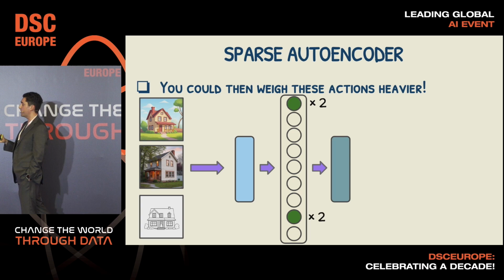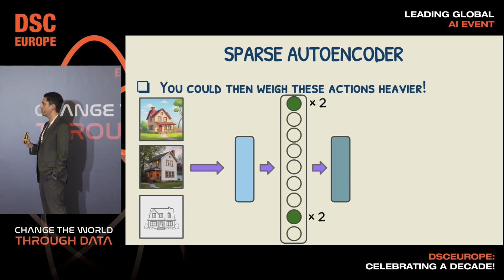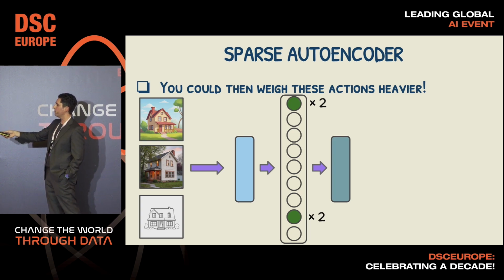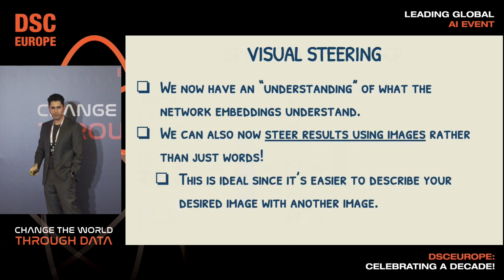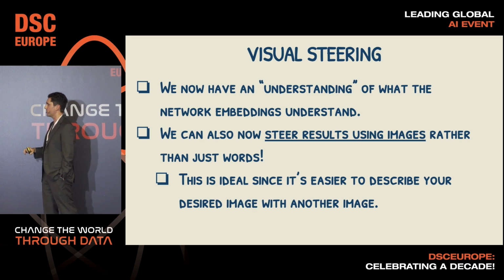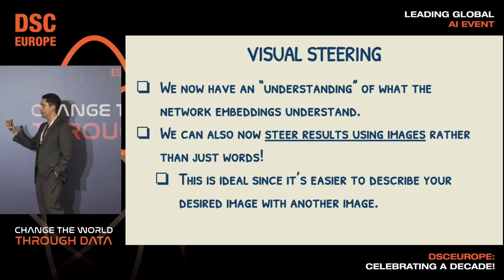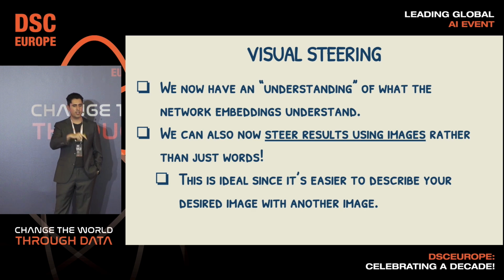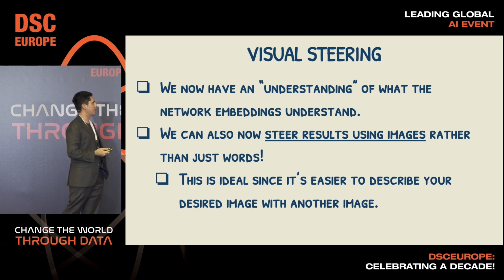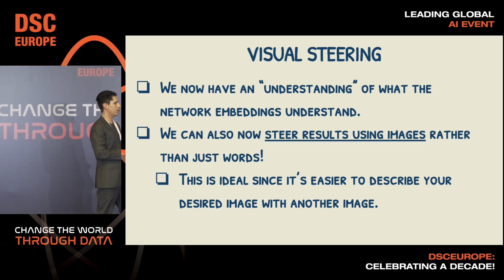From a pragmatic perspective, it's sometimes difficult to interpret what category is actually being activated, but you as a human can just tell, okay, I would like to steer it to be more like these images, to be more house-like, or more cartoon-like, or more blue, etc. So now you can actually start to build an understanding of what the network embeddings understand, because this will allow you to steer your results using images rather than just words. And this is ideal because it's often easier to describe your desired image with another image.